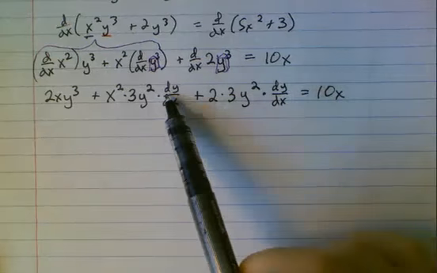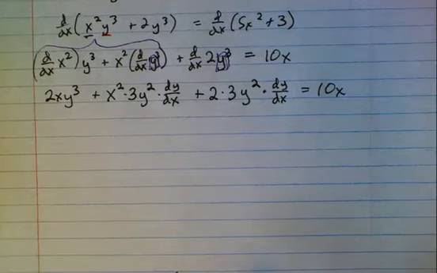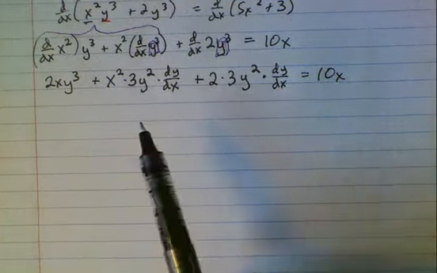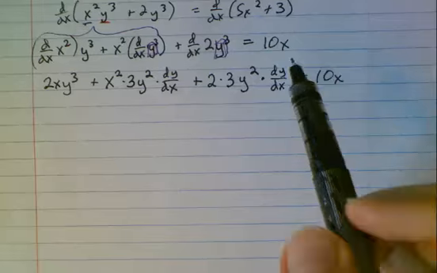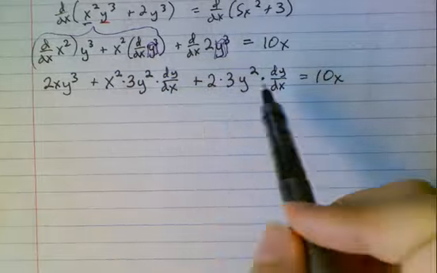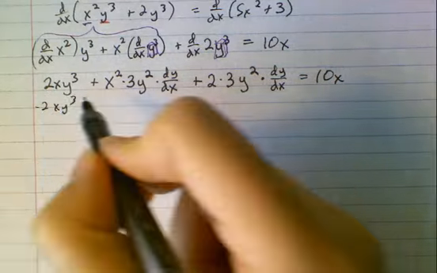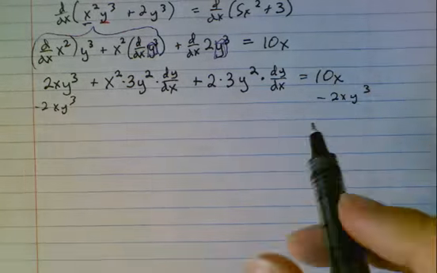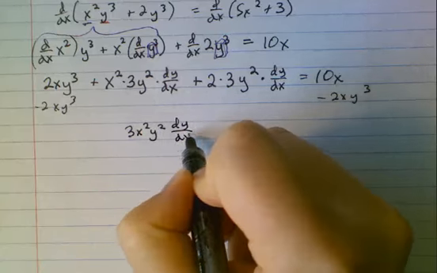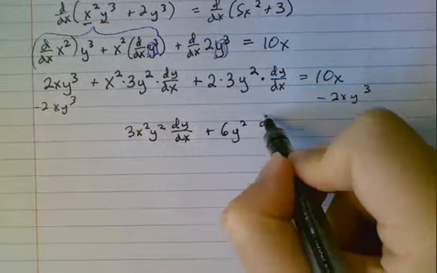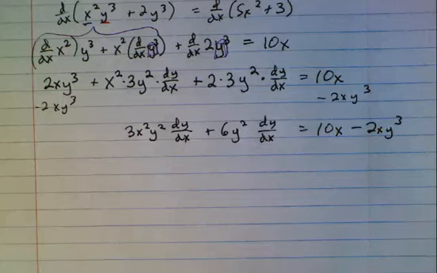So for this one, we have 2 dy dx's. We want there to only be 1. We want to just solve for whatever dy dx equals. So what we're going to do is try to get all our dy dx's on one side, and every term that doesn't have a dy dx on this side. So these two terms right here have dy dx's in them. This one does not. So I'm going to subtract 2xy cubed from both sides, giving me 3x squared y squared dy dx plus 6y squared dy dx equals 10x minus 2xy cubed.